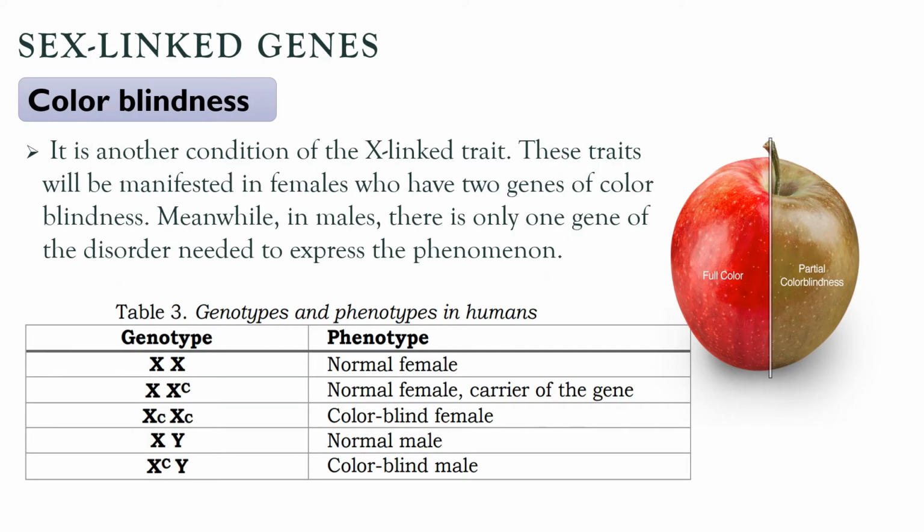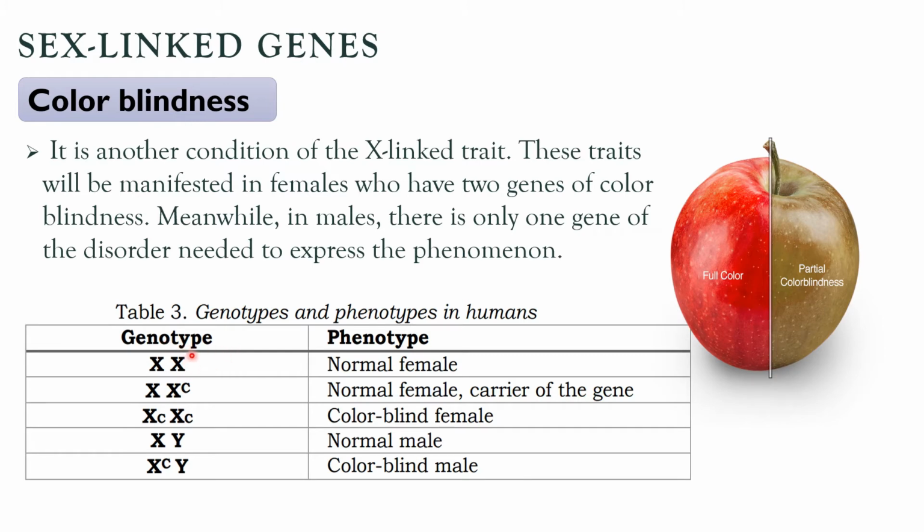Colorblindness is also another condition of an X-linked trait. This is another gene or trait carried by the X chromosomes. These traits will be manifested in females who have two genes of colorblindness. Meanwhile, in males, only one gene of the disorder is needed to express the phenomenon. For example, with colorblindness, you cannot totally distinguish the true color of a certain object.